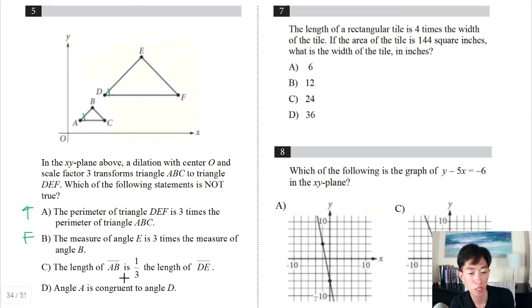C, the length of AB is 1/3 the length of DE. So this is the same as saying DE is 3 times AB, which is kind of what choice A is asking. So if you see two choices that are similar like that, you should suspect that it's not going to be the right answer. And choice D, angle A is congruent to angle D. Yeah, and that's exactly what we expect when we have two similar triangles. So that's going to be true also. The only statement that's not true is B, and that's your answer.